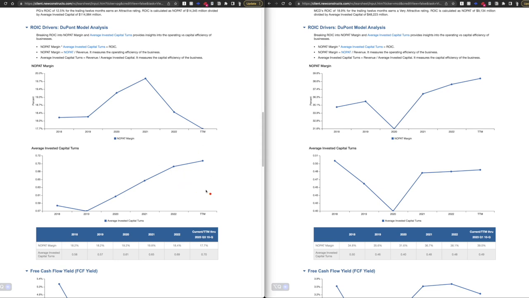So this is a DuPont model analysis. Again, we have PG on the left, McDonald's on the right. And the reason why you see these returns on capital for PG starting to suffer is very clearly here in this net operating profit after tax margin. So in 2021, Procter & Gamble's margins were nearly 20%. Lately, however, that has fallen to 17.7%.